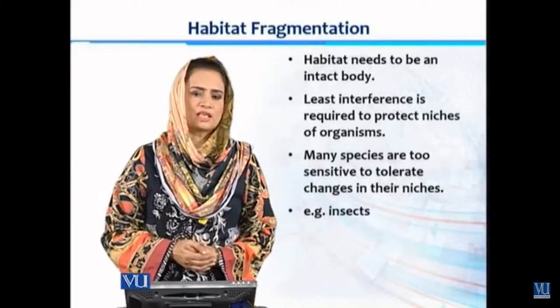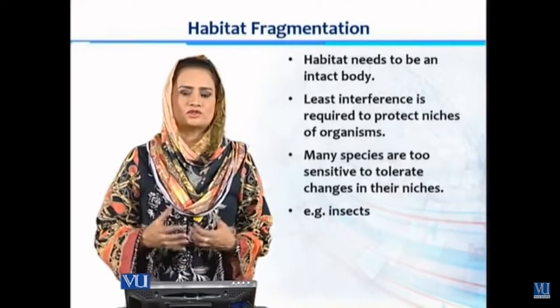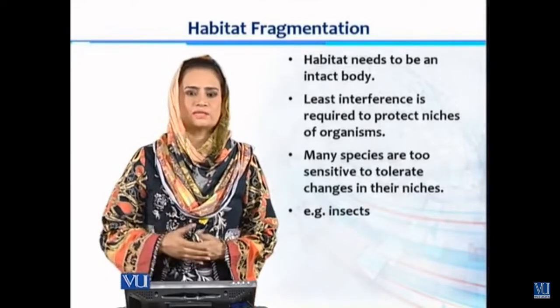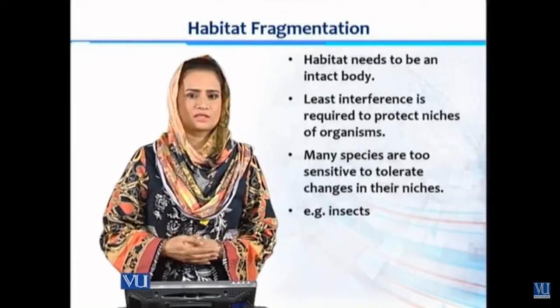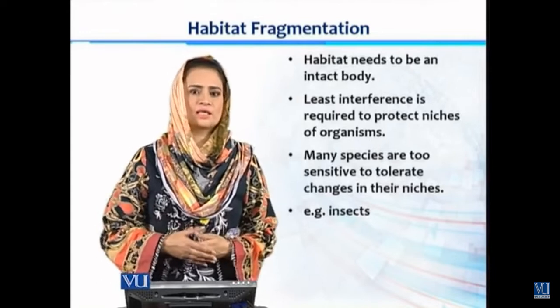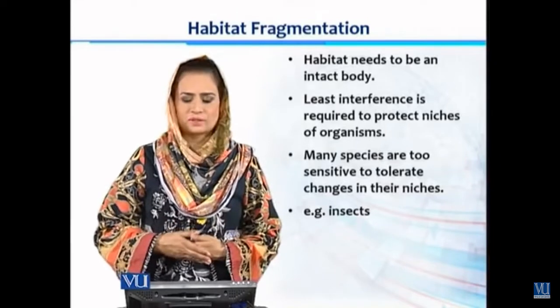So there are certain species which have a very narrow tolerance range, and they can't tolerate changes beyond the limits of these factors, or beyond the limits of their tolerance. Any kind of slight change could sometimes be disastrous for certain species. For example, insects have a narrow range of tolerance.